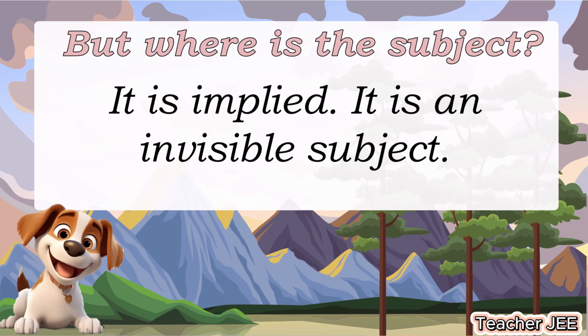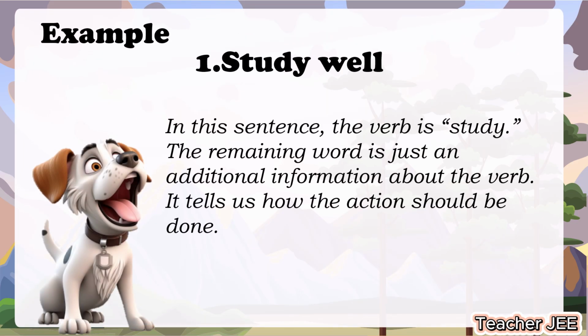It is implied. It is an invisible subject. So for the subject in these examples, all of those is implied, and it is an invisible subject as we call them. Example, study well. In this sentence, the verb is study. The remaining word is just an additional information about the verb. It tells us how the action should be done. So how to study? Well. Study well. So well is the additional information.